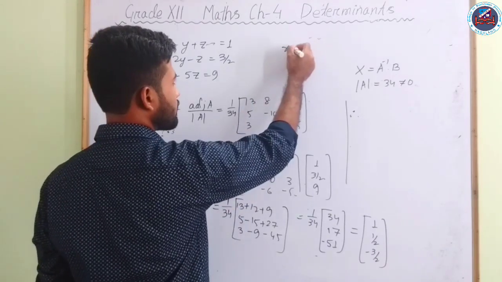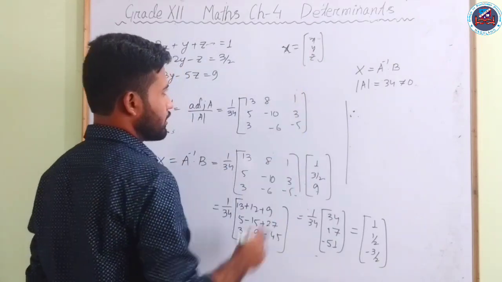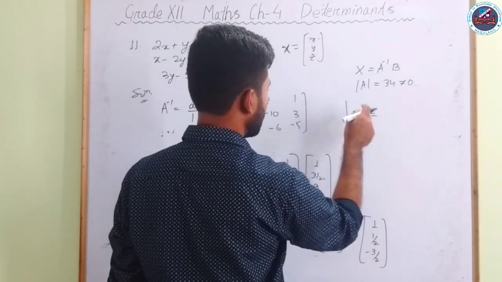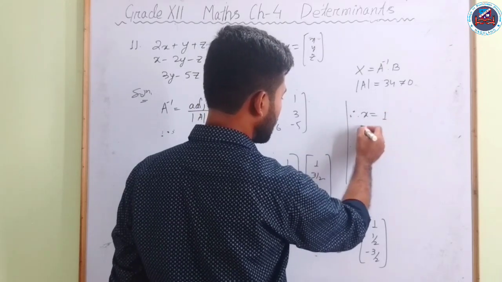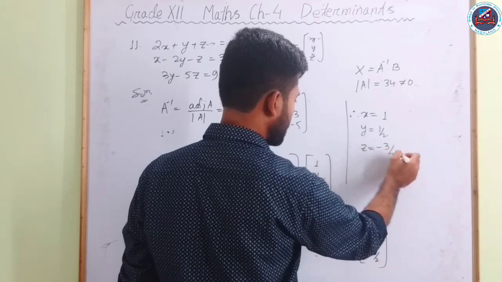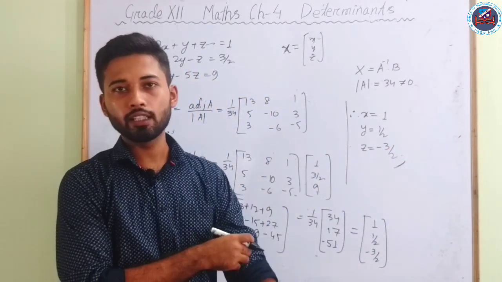So therefore, since it is the x, and what was x? x was x, y, z. It was a matrix. So corresponding to this x, what we shall have? The variable x will be equal to 1, y will be equal to 1 by 2, and z will be equal to minus 3 by 2. So this is how we find the solution of a system of linear equations.